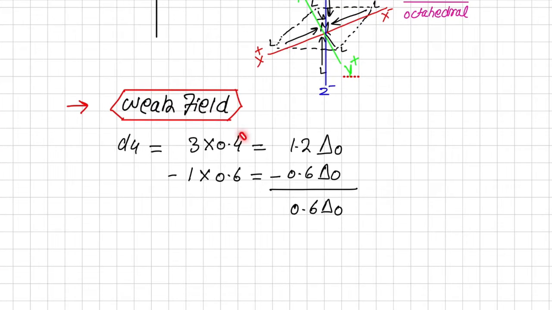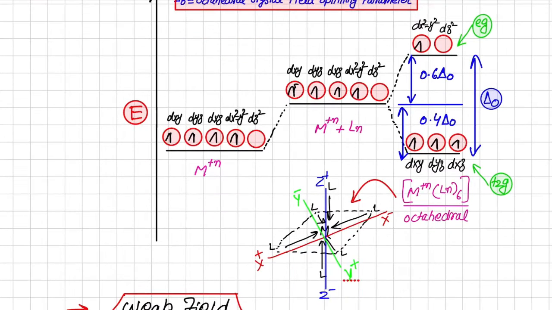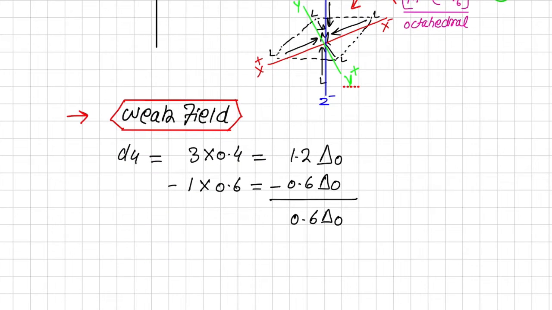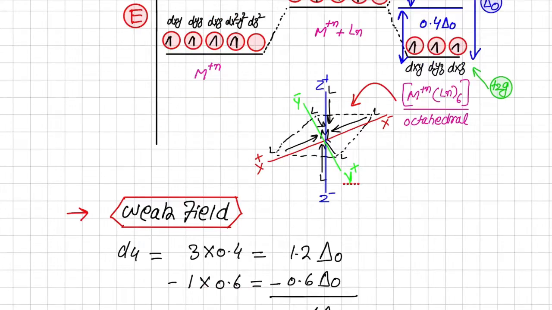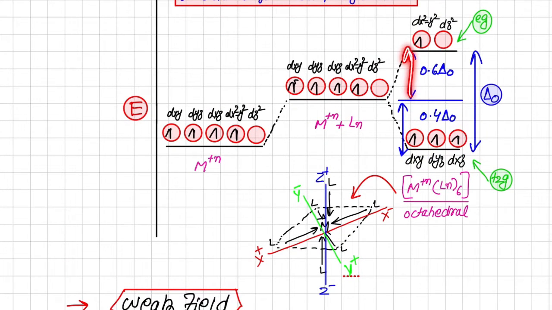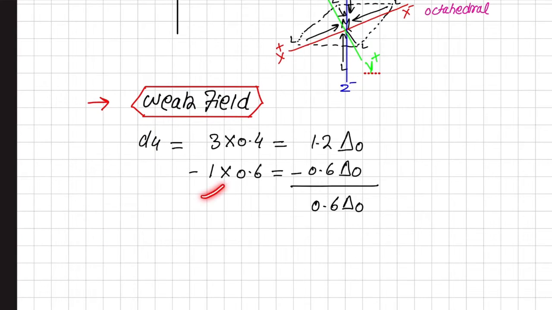So that is why 3 multiplied by 0.4 is equal to 1.2. This is the net stability gained by these 3 electrons, and this is the actual instability caused by the movement of this electron into the dx square, y square or dz square. So we will calculate its value, which is 1 multiplied by 0.6. 0.6 has come because the value for these 2 orbitals is 0.6 del O, as the value for these 3 orbitals is 0.4 del O. So 1 multiplied by 0.6 is 0.6, but we will place a minus here because this is a loss in stability.